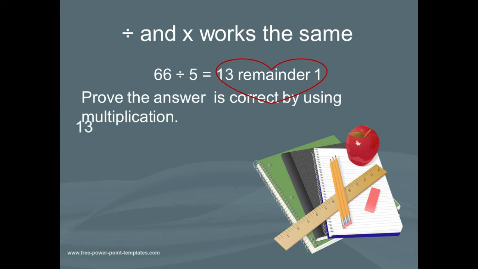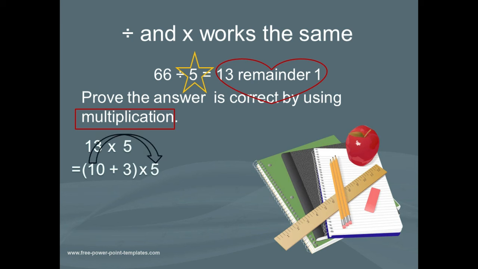So you write down the 13. I said use multiplication, so you're going to use your times sign again. My second number is going to be the 5 that I need to use. So I'm going to say 13 times 5. Once again, to make it easier, I'm going to break it up. So it's 10 plus 3 gives me 13, times my 5. Right, so now I need to say 10 times 5 gives me 50, and 3 times 5 is 15. So when I add these two numbers together, 50 plus 15, I will get an answer of 65.